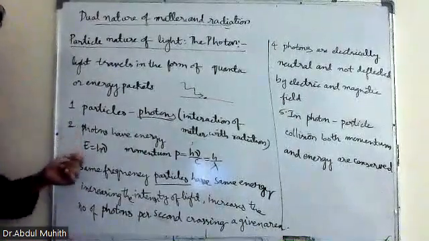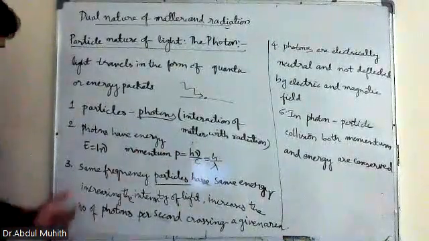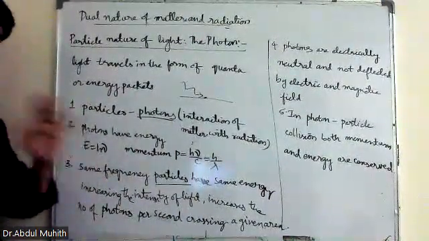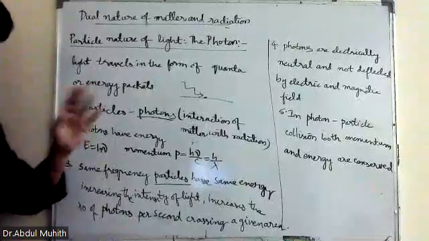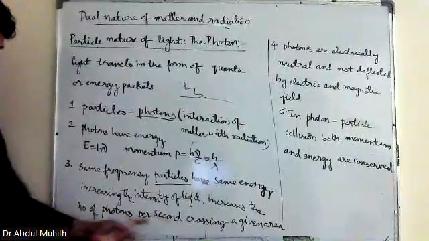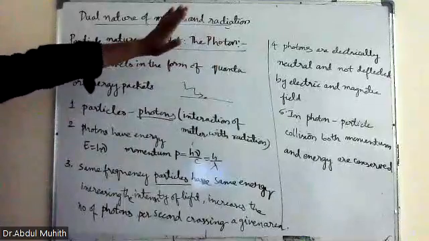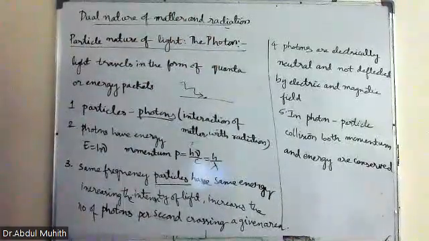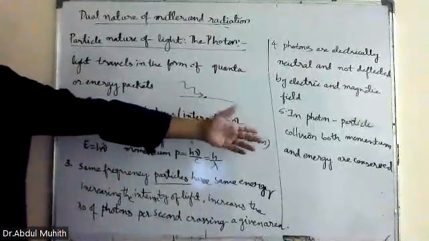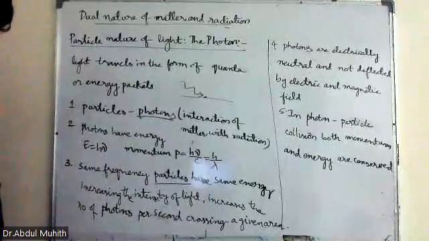Second, photons have energy E is equal to h nu and momentum P is equal to h nu by c, or h by lambda. Same frequency photons have the same energy. Like yellow color, all yellow color particles have the same energy, and all blue color have the same energy. Increasing the intensity of light increases the number of photons per second crossing a given area. Photons are electrically neutral, not deflected by electric or magnetic field. Next, in photon particle collision, momentum and energy are conserved.